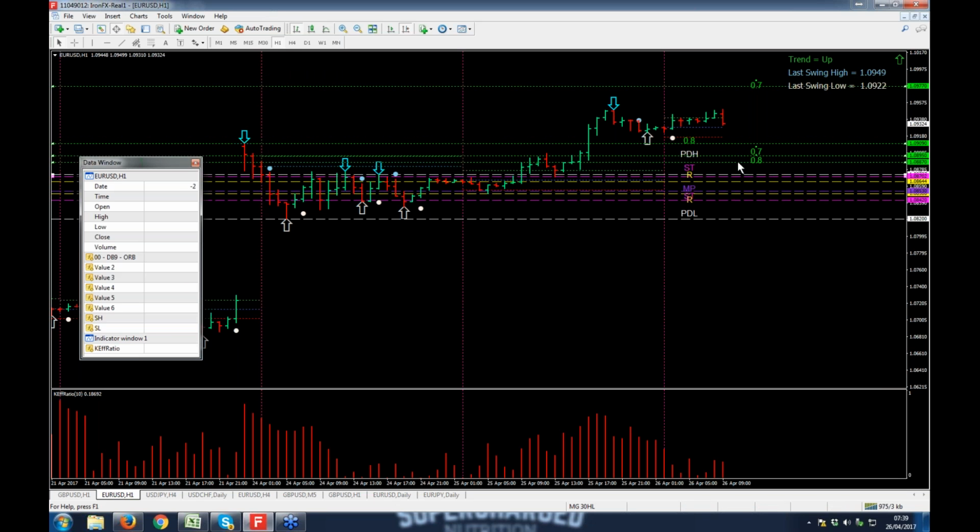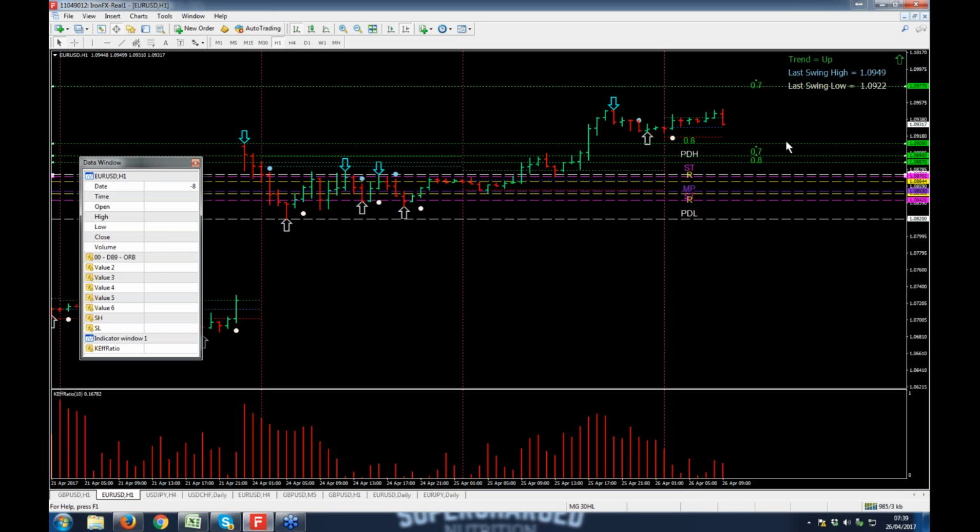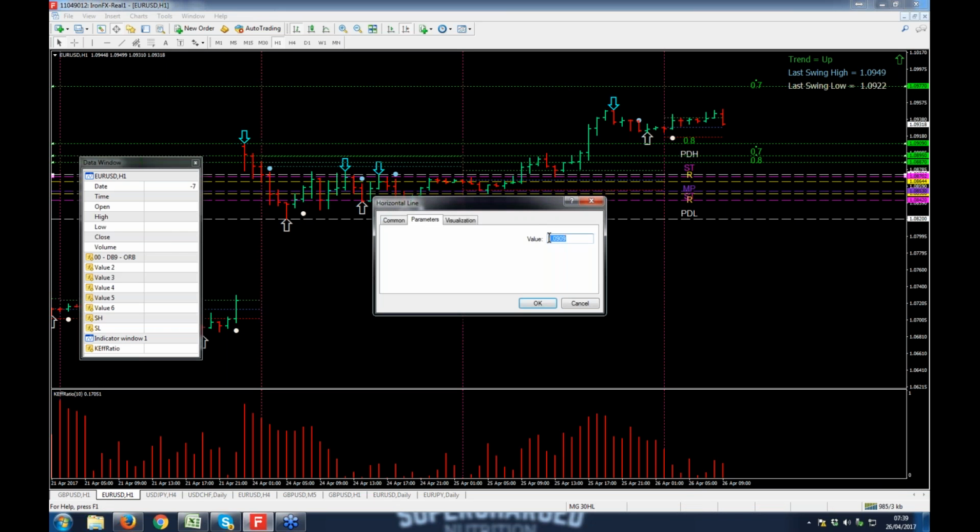Fantastic. And then the final level, of course, is the 0.8 ATR. So from the low, 10922 plus 63, 10985 is the ATR 0.8 to the upside.